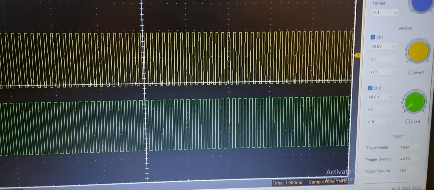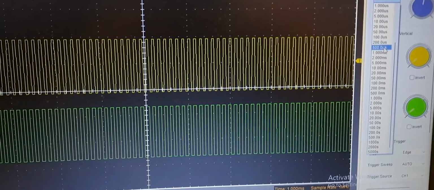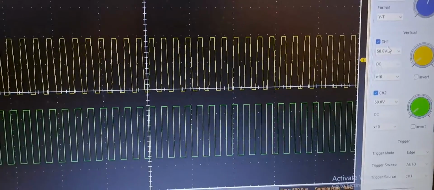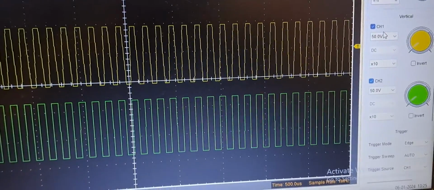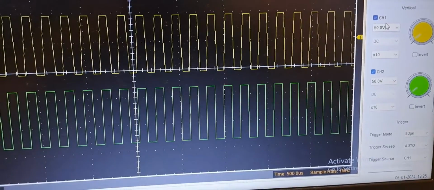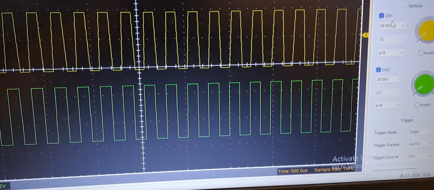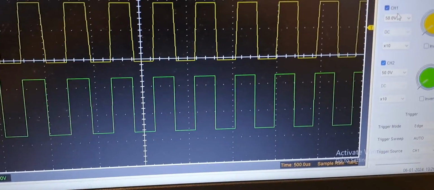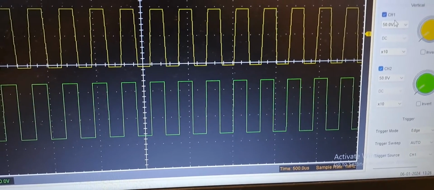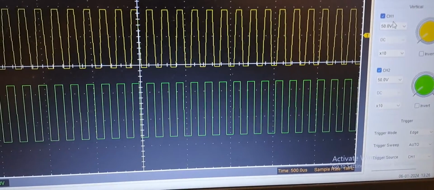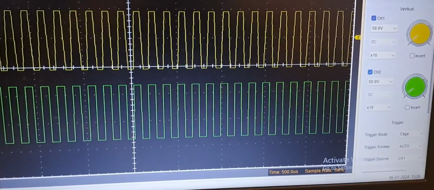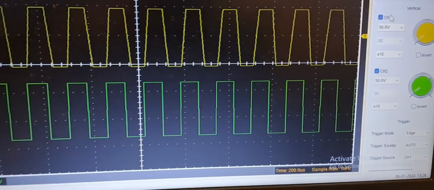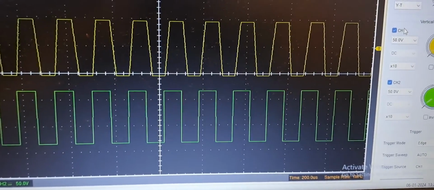Let us zoom this waveform by one step. You can see there is some attenuation in the waveform. If I reduce back, around 5 kHz or 4 kHz, or around 2 kHz, the waveform was good. So when we increase the frequency, the attenuation of the waveform starts. Let us change the time period again. Now you can clearly see the attenuation of the waveform.